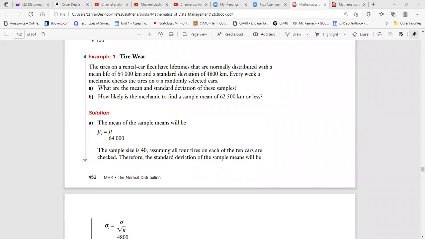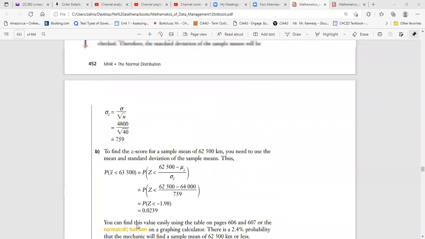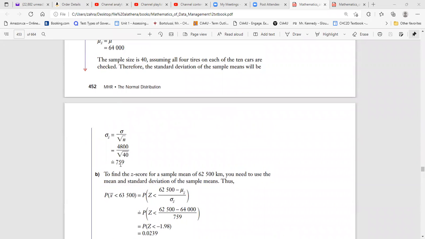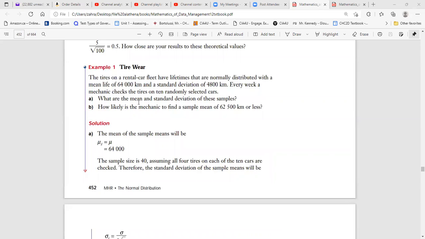10 cars, each car has 4 tires, right? Totally 40 tires. You're checking 40 tires. That's why sigma is 4,800 divided by the square root of 40. Now, okay, we did the mean and standard deviation here.